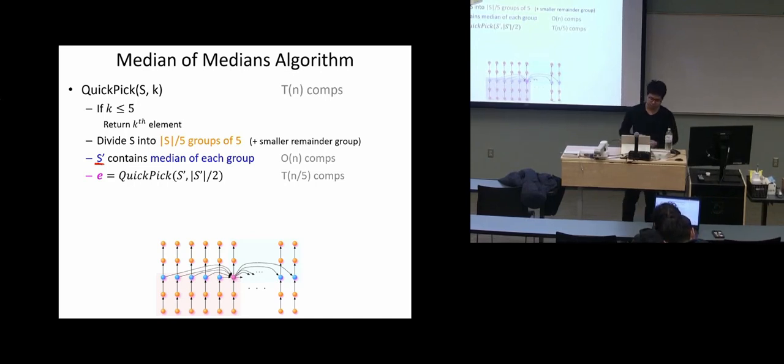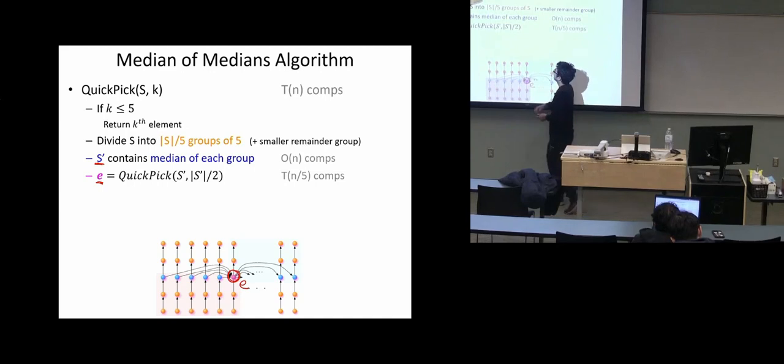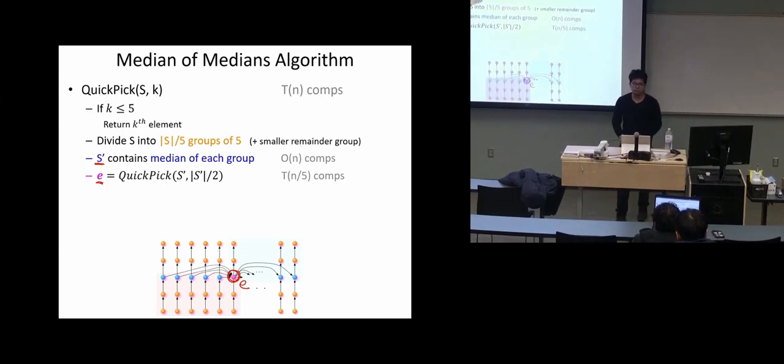And the way to define the element E that I claim should be near the middle is simply to pick the median of this S prime. E is the median of medians. Well, how do you pick the median? Just do it recursively, right? Just use the same algorithm recursively. Now, is it clear how exactly E is defined?